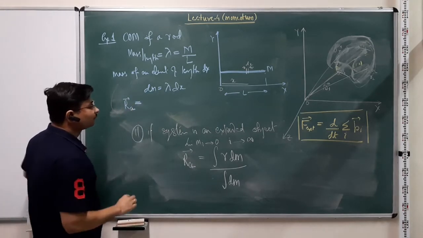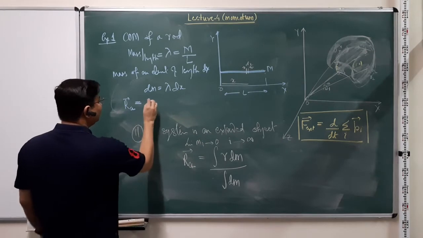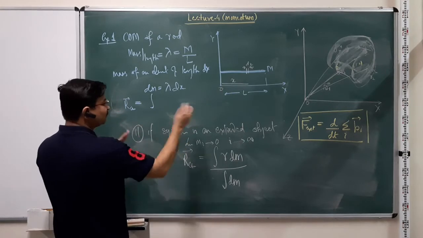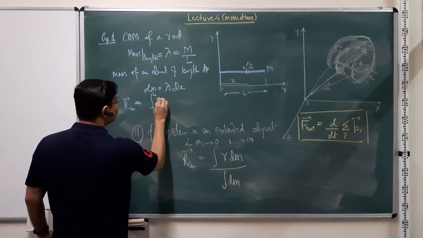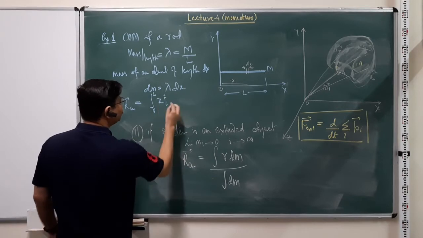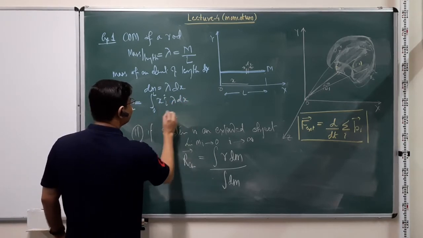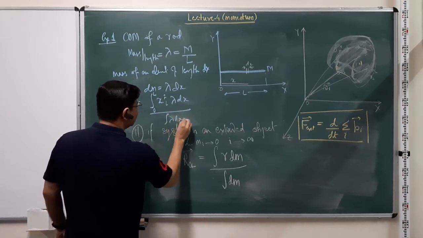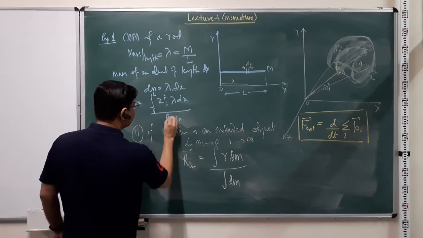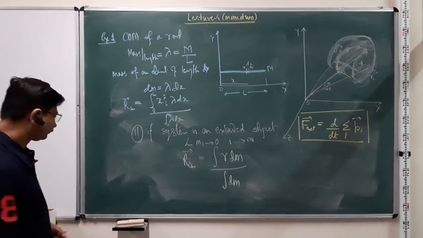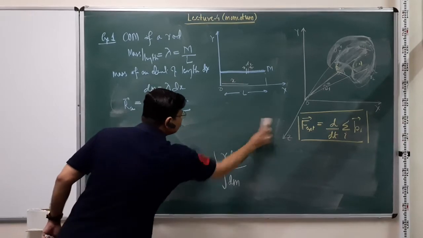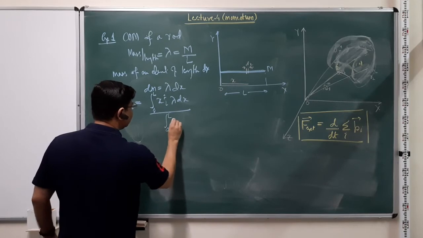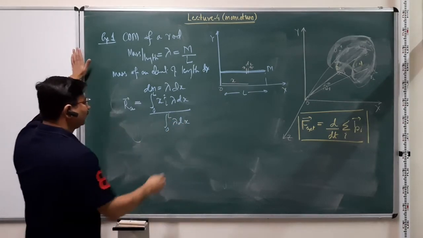And then RCM for this rod is, it's an x coordinate only, so integral at a distance x, and then x goes from 0 to L, so integral 0 to L of x i cap lambda dx, upon integral dm, so integral 0 to L lambda dx. So that is the integration that we need to do. Okay, so we can now do this.